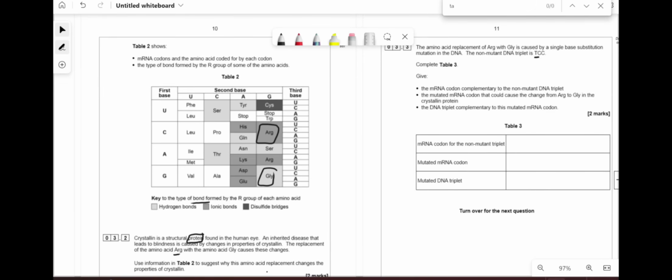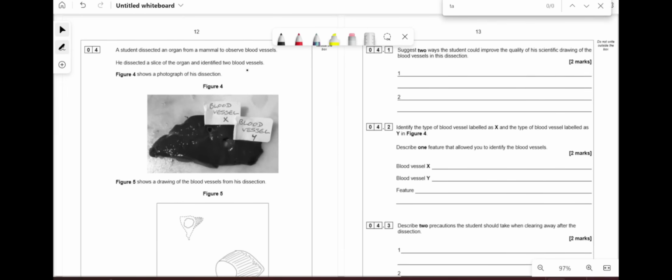Okay, so this is the DNA triplet, and the mRNA triplet is going to be the complementary bases, obviously factoring in the fact that uracil replaces thymine. So in this case, it's TCC, and the complementary opposites are going to be AGG for the non-mutant triplet. Now we need to talk about what happens to the mutated mRNA codon instead. When we want to make glycine, the first base has to switch to G, so now we've got GGG. Then it's asking us to work out what the mutated DNA triplet is. It's going backwards, so we need to think what's complementary to this, which is CCC. And there you go.